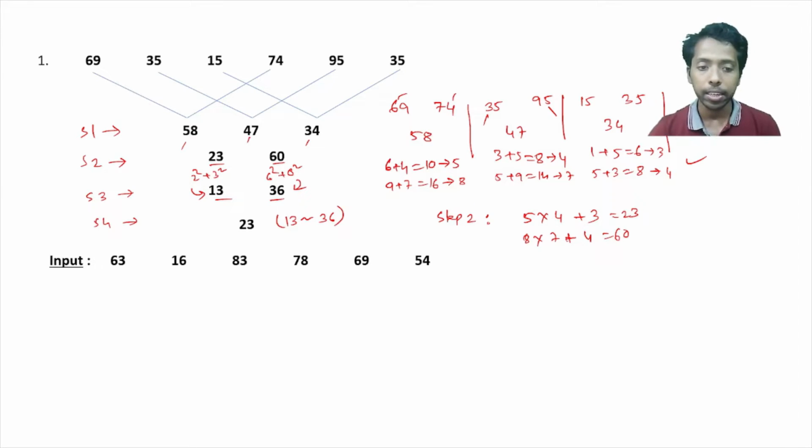Don't make any silly mistake that 13 minus 36 should give minus 23. No, if it were so, then minus 23 would be written, but it's written only 23. That means taking the difference.